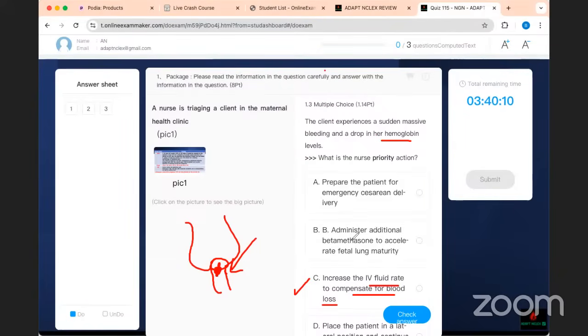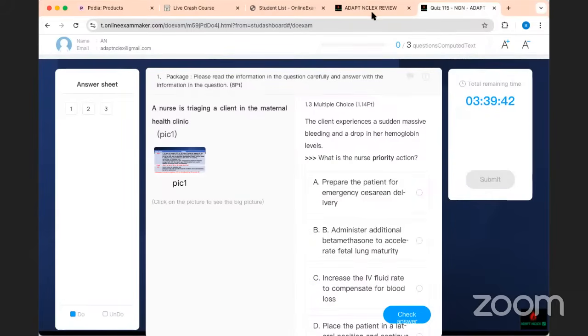Administer additional steroid to accelerate the fetal lung. We got to save the mommy, otherwise the baby is dead. So this is wrong. Okay, placing the mommy on the lateral position, sure, it will help with the hypotension. It doesn't stop the bleeding. The only thing that is going to stop the bleeding is we go and do C-section, and that will help prevent the bleeding, and we save the baby and we save the mommy.